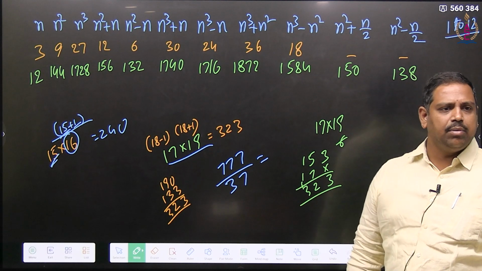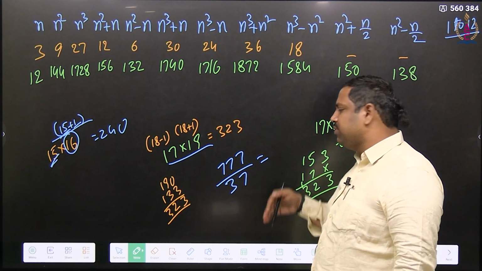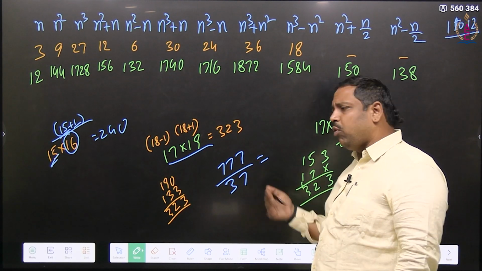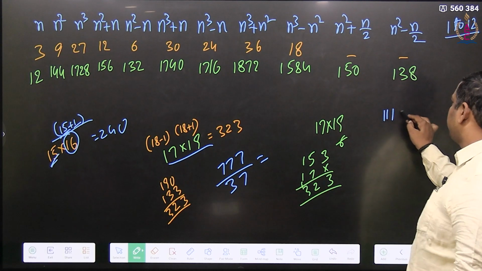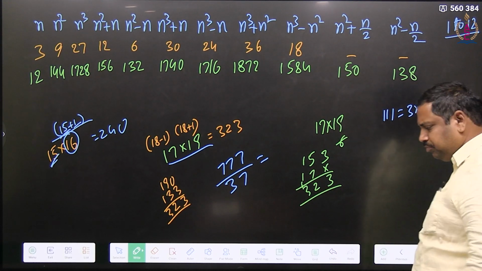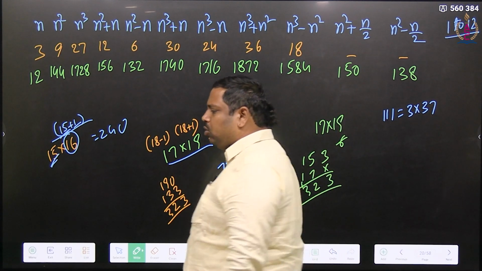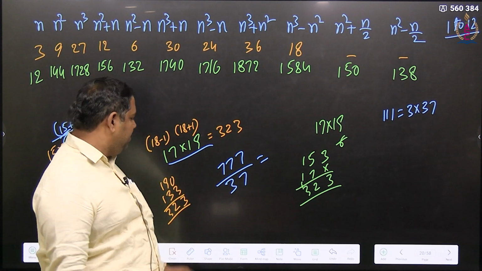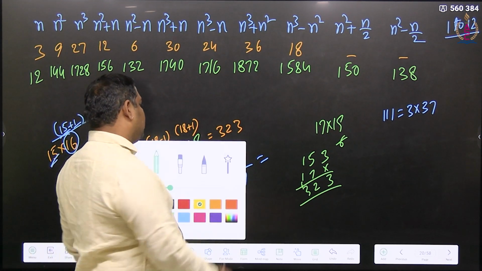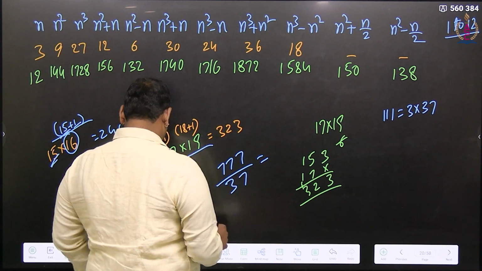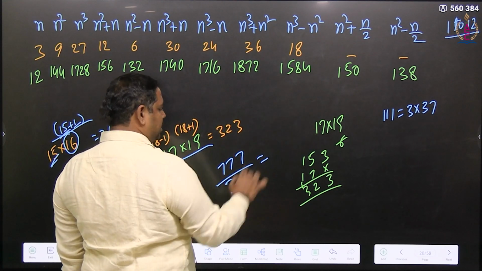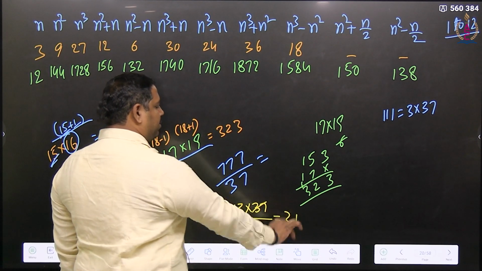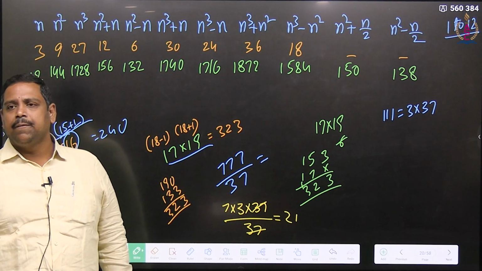Next point. Suppose I have given this calculation, you will cry, yes or no? Because you are not good at the 37 table. Then what do you have to do? 37 ones, 37 twos, manually you have to work out how many times it goes. A tough problem for you, right? But if I know this calculation, 111 is equal to 3 into 37. Then the number I gave, 777, I will feel it as 7 into 111. 111 means 3 into 37, divided by 37. So the answer is 21. Got it, my dear boys and girls?